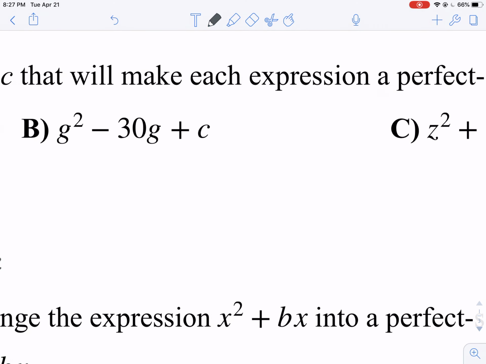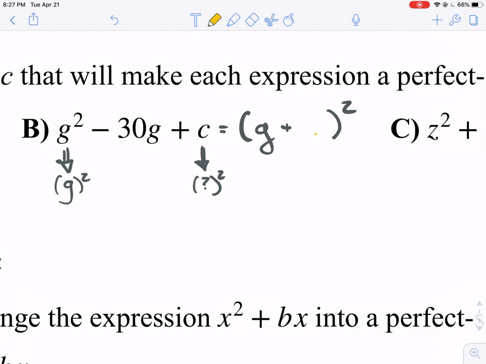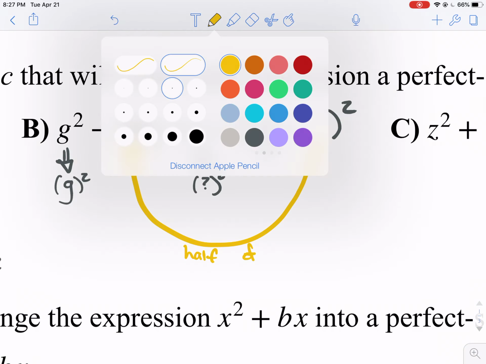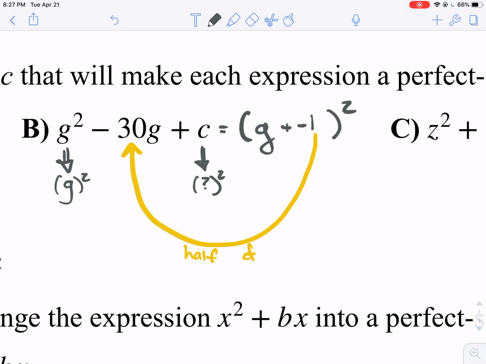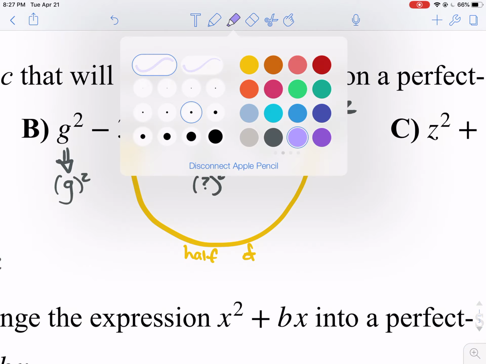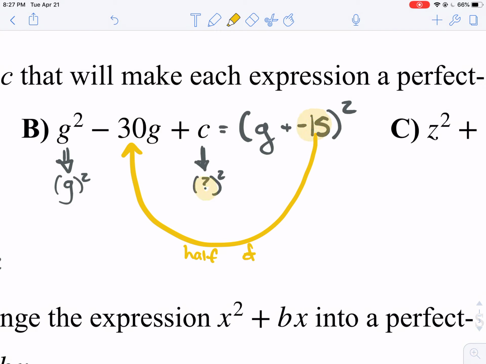In B, we want this to be equal to something squared. Well, we know our first term is G, so we're looking for G squared. Here we want to make this equal to something squared. We don't know what, so we've got G plus something. We don't know what, but we do know that thing is going to be half of negative 30. Well, what's half of negative 30? It's negative 15. Awesome. Since this is negative 15, we know that C is going to be equal to negative 15 squared.